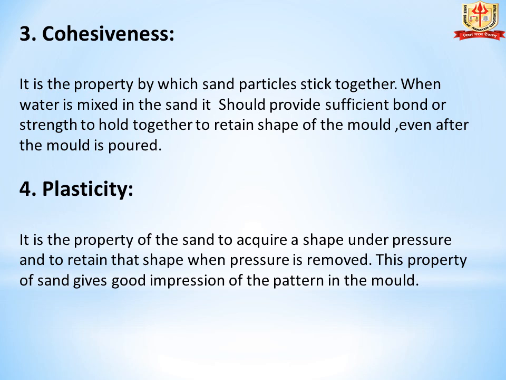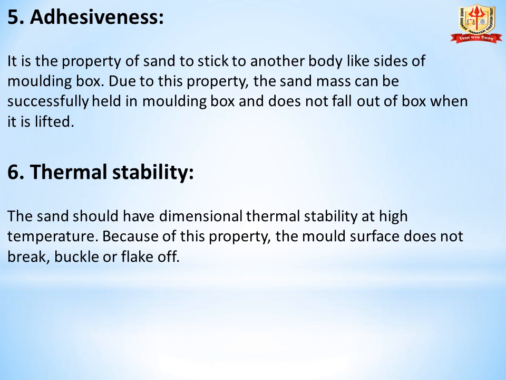Next property is plasticity. It is a property of the sand to acquire a shape under pressure and to retain that shape when pressure is removed. This property of sand gives a good impression of the pattern in the mold. Fifth property is adhesiveness. It is a property of sand to stick to another body like the side of the molding box. Due to this property, the sand mass can be successfully held in the molding box and does not fall out of the box when it is lifted.